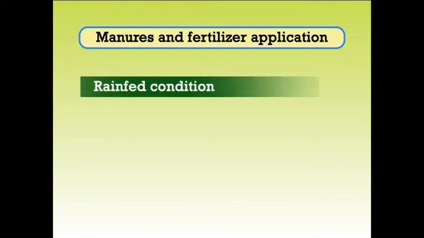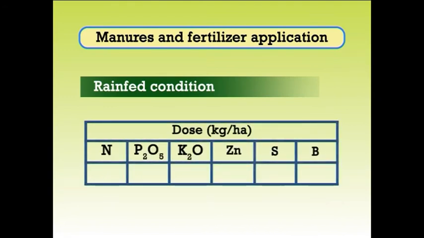Under rain-fed condition, the nitrogen dose is 30 to 60 kg per hectare. The phosphorus dose is 20 kg per hectare, potash dose is 20 kg per hectare, zinc dose is 25 kg per hectare, sulfur dose is 20 to 25 kg per hectare, and boron 2 kg per hectare.